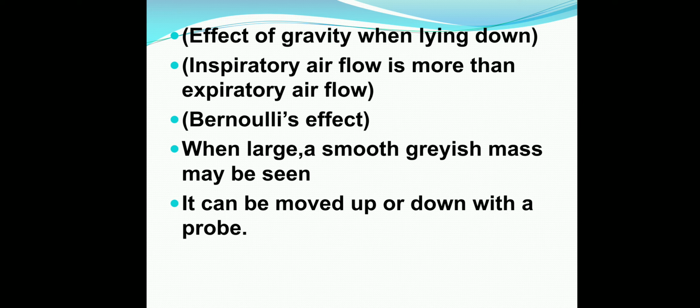Number 4, inspiratory airflow is more than expiratory airflow. Number 5, due to Bernoulli's effect. When an antrochoanal polyp is large, a smooth grayish mass may be seen on anterior rhinoscopy, which can be moved up and down with a probe.